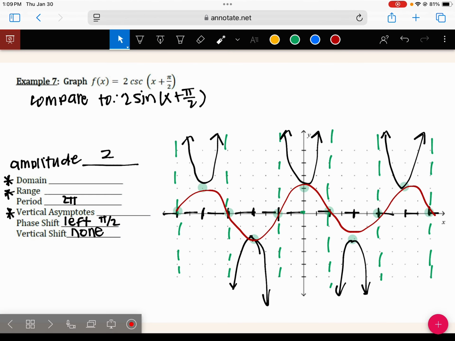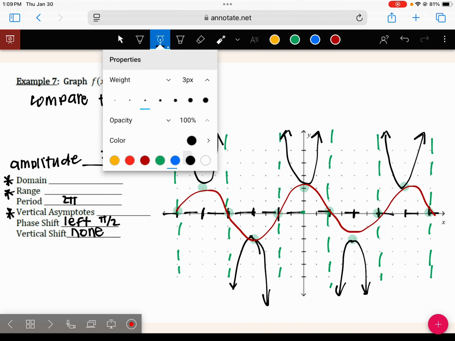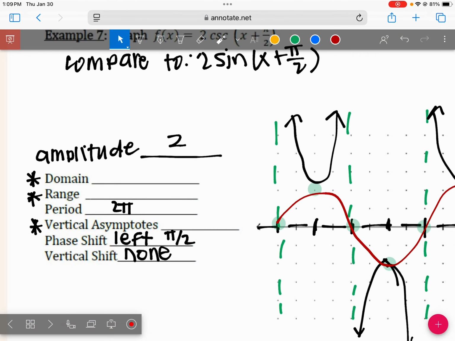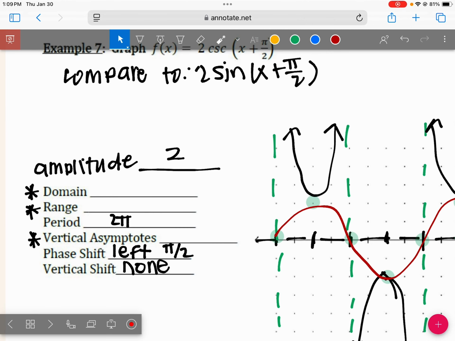If we were to have just our cosine function in red, what would be our range? 2 to negative 2. So our range on this one is everything else. Negative infinity to negative 2, inclusive, 2 to infinity.